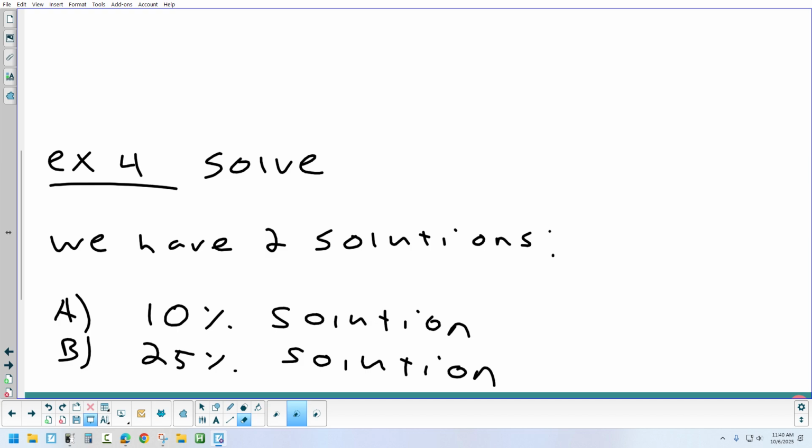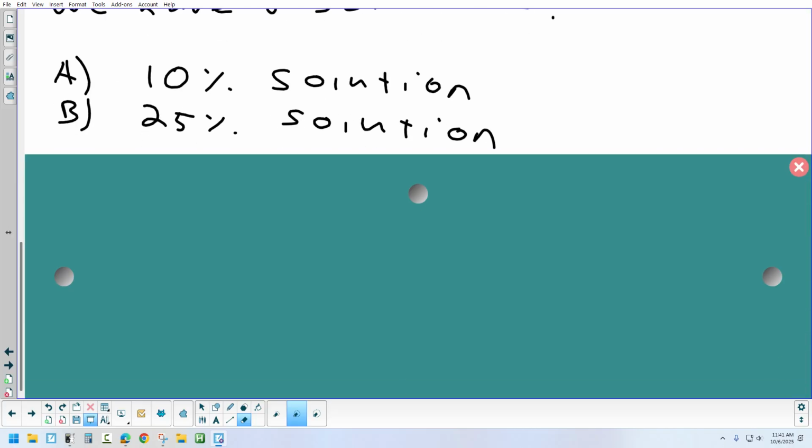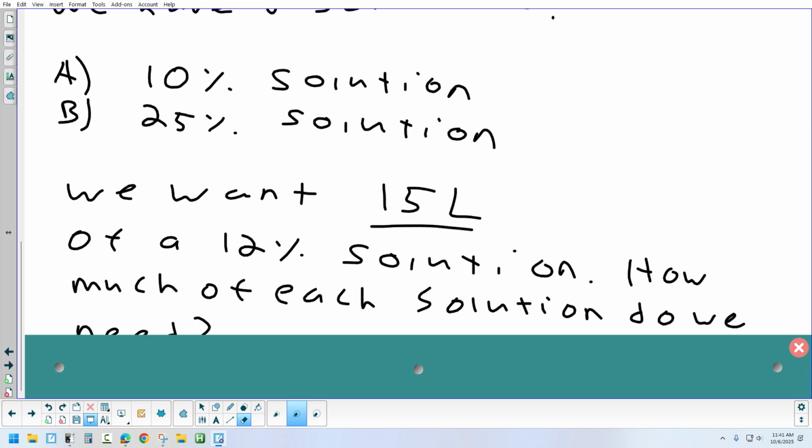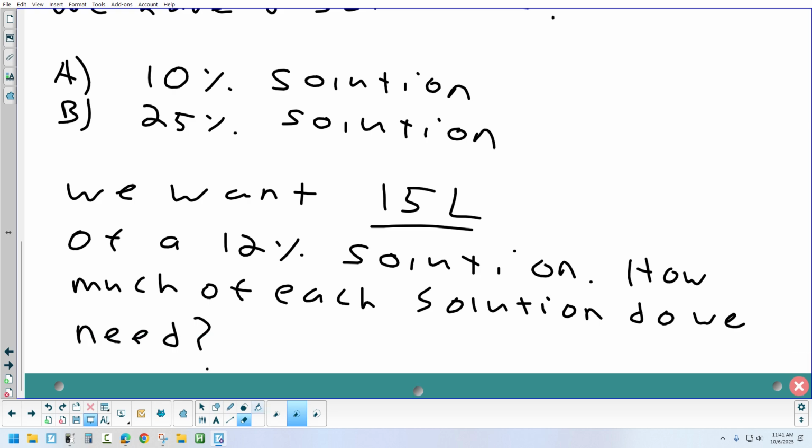Yeah, because if you're starting with a solution that's already diluted down to 25% and you mix it with something weaker, it can't get stronger. The only way I could make it stronger is if I had a third solution that's 100% strength. But these are the only two solutions I've got, a 10% and a 25%, and I'm going to mix the two together. When I'm done, I want to create a 12% solution, which is doable. It's in the middle. And I want 15 liters of that solution.